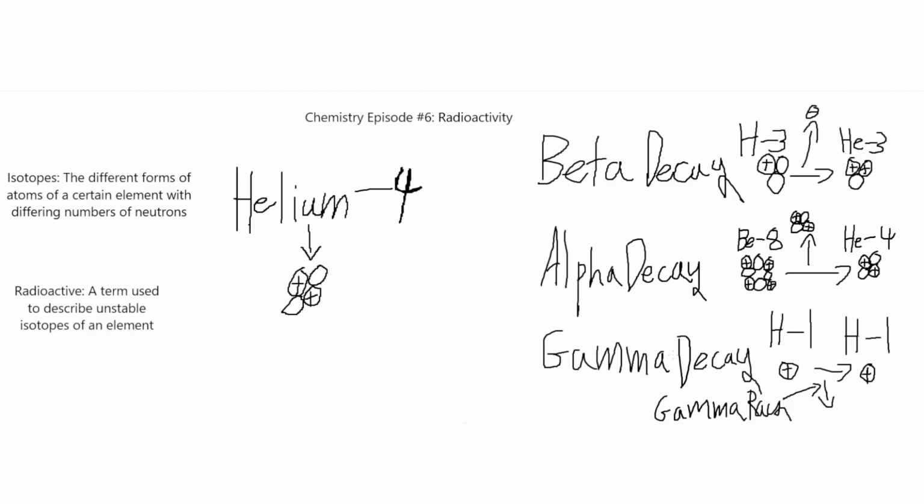Now we're going to talk about a few other forms of decay briefly. There's proton decay, where an atom just emits a proton. There's neutron decay, where an atom emits a neutron.